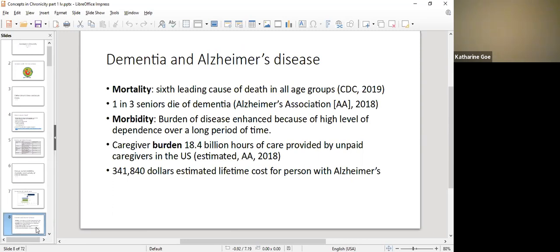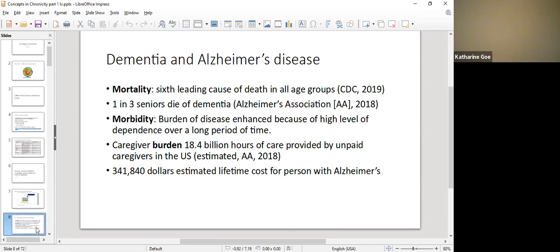So let's look at Alzheimer's and dementia. As I said, it's the 6th leading cause of death in all age groups, and 1 in 3 seniors die from this illness. The morbidity is the burden of disease enhanced because of the high level of dependence over a long period of time that these patients have. Usually there's a 10-year trajectory for Alzheimer's disease, and people become increasingly dependent over time. The caregiver burden for this condition is dramatic. There's an estimate of 18.4 billion hours of care provided by unpaid caregivers in the US.